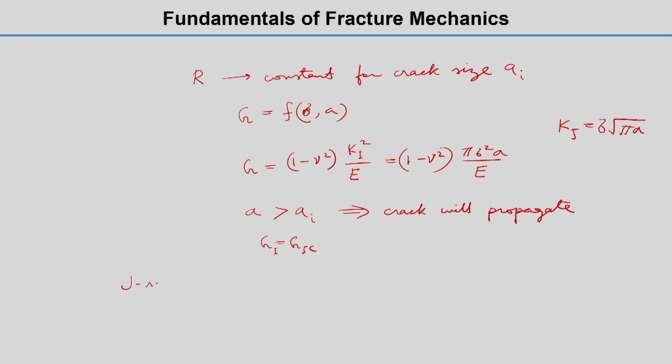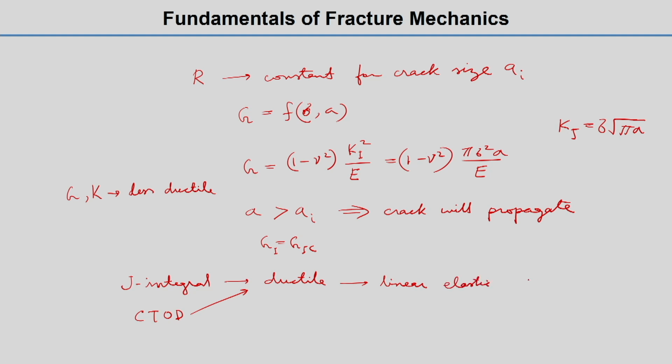Then another parameter, as I discussed, is the J integral. J integral generally is used for ductile material. G and K are used for less ductile or brittle material, and J integral and crack tip opening displacement are both used for ductile material, and they can be used for less ductile materials as well. For a linear elastic case, the J integral can be approximated as G. J is equal to G.